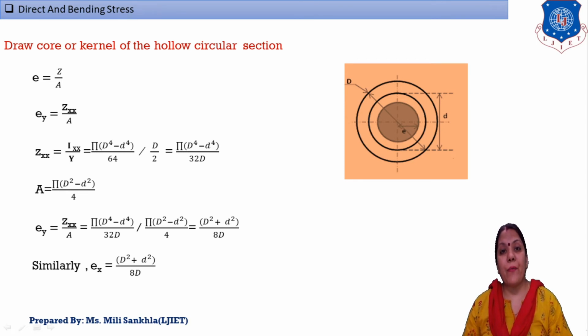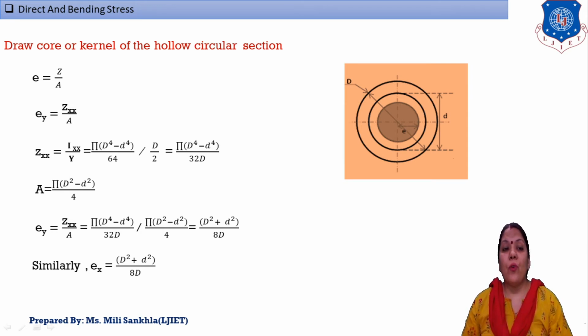It is pi by 4 (D squared minus d squared), because the area of a circular section is pi d squared by 4, but this is a hollow circular section, so the area is equal to pi (capital D squared minus small d squared) divided by 4.